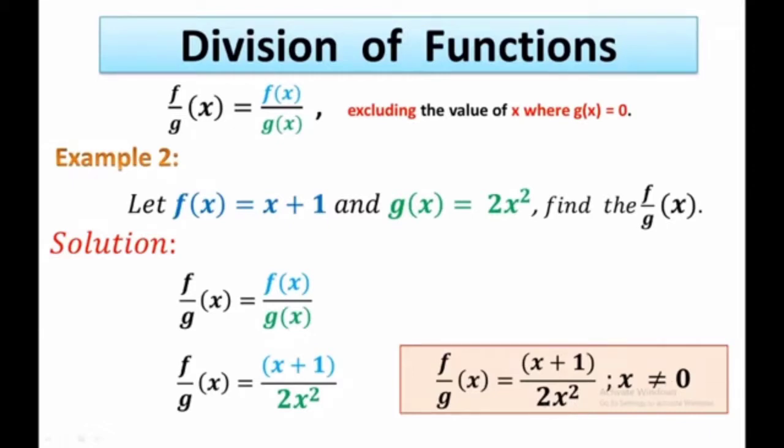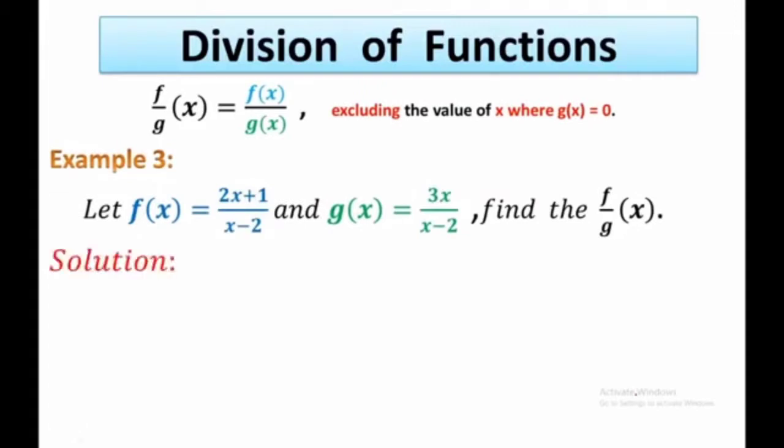Why? Because if x is equal to 0 here, that is 2 times 0 raised to 2, that is equivalent to 0. That will make our denominator equal to 0. Okay, so hindi dapat magiging 0 yung denominator natin. So, ano ba yung value ng x na magiging 0 yung denominator? Of course, the 0. So, if x is equal to 0, our denominator here will become 0. Kasi 2 times 0 raised to 2, that is equivalent to 0.